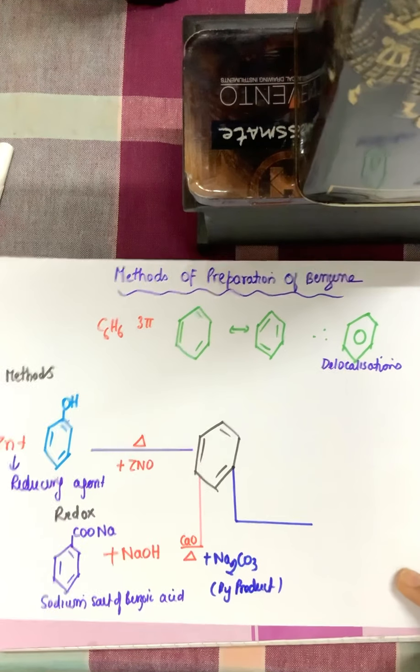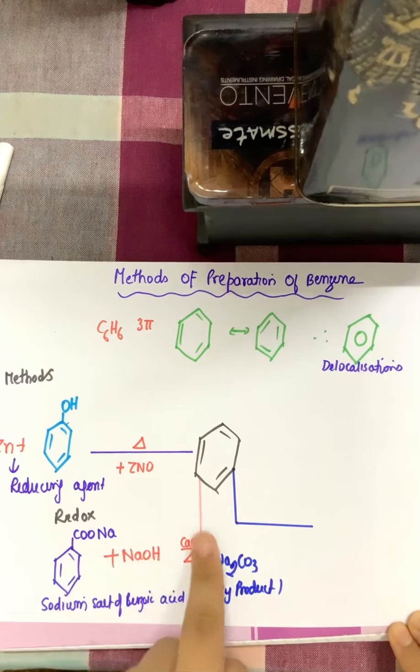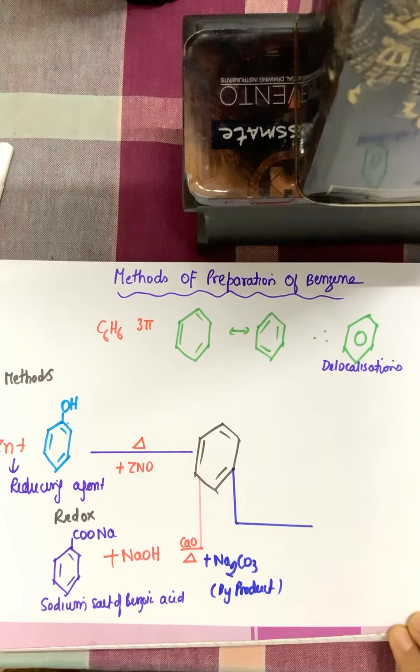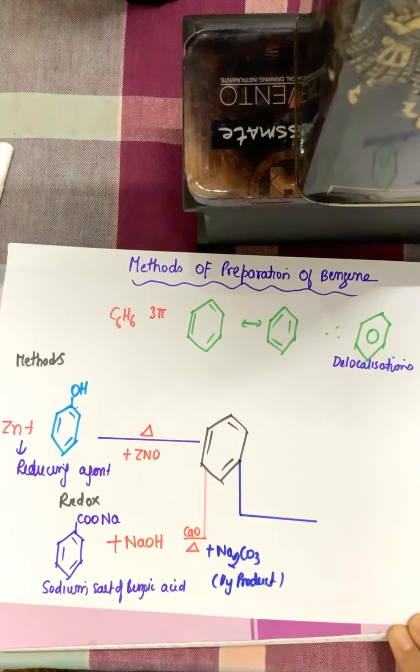I hope this much is clear. So the sodium salt of benzoic acid is reacting with soda lime, which is NaOH plus CaO in heat, and it is removing this part of it. The rest remaining is benzene, and Na2CO3 is formed.